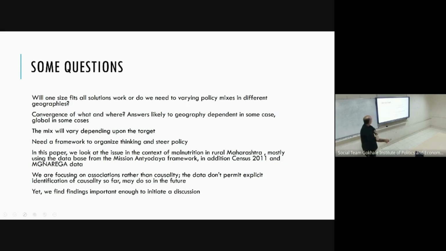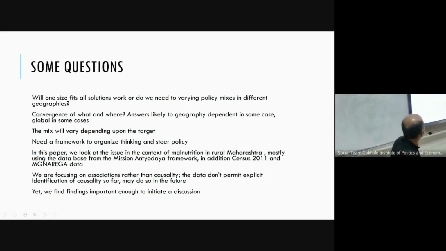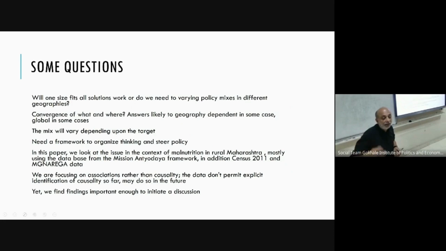So we look at issues in the context of malnutrition in Maharashtra, mostly using the data from the Mission Antyodaya, then the SHRUG database, and the NREGA data. You also know that NREGA data are available at the level of the Gram Panchayat for several years across a host of activities. That's a very big data set.